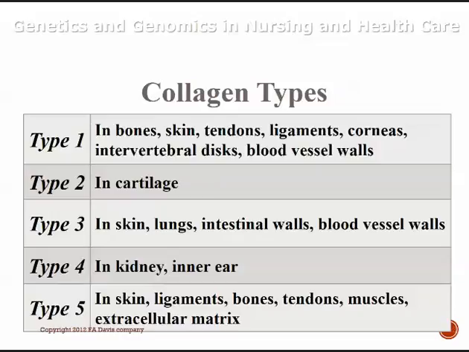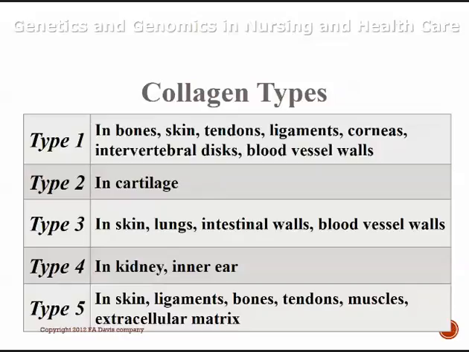Collagen types: there are 5 main types and many minor types, or many types that aren't considered major types, if you want to look at it that way. Type 1 is our most common. It is our major type, located in bones, the skin, tendons, ligaments, corneas, intervertebral discs, and blood vessels.